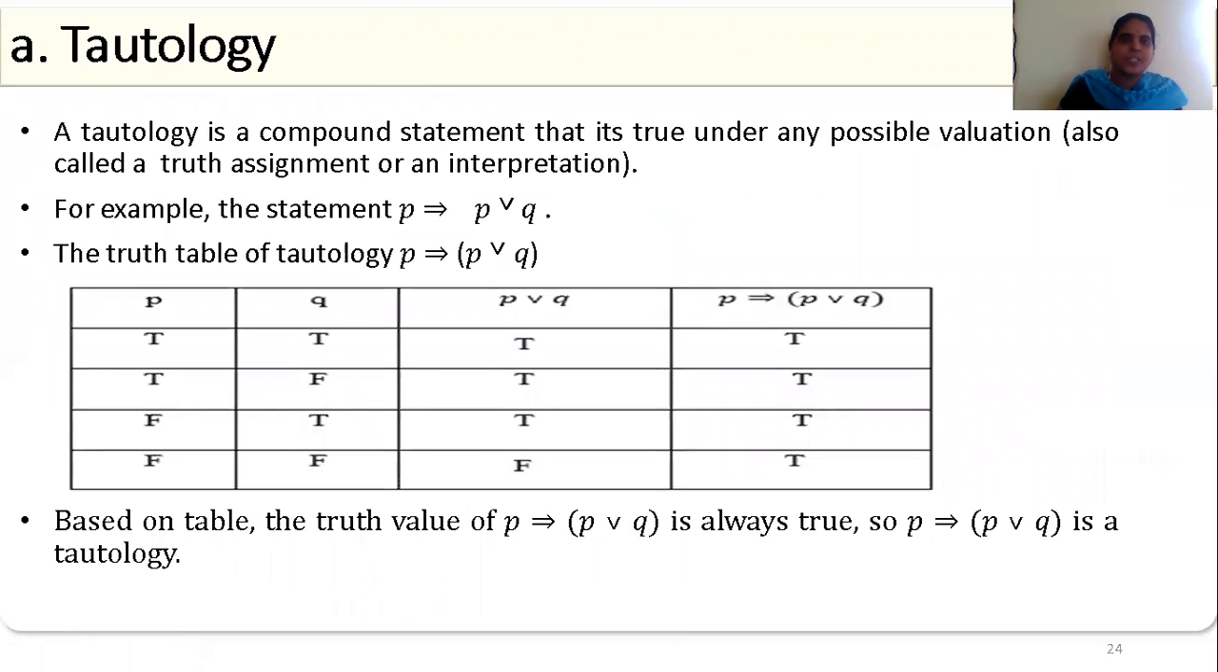Next is tautology. A tautology is a compound statement that is true under all possible valuations, also called evaluations, truth assignments or interpretations. In this case, if you consider any combination in the truth table for this proposition, you can observe that all the truth values are true. So this proposition we can call a tautology.